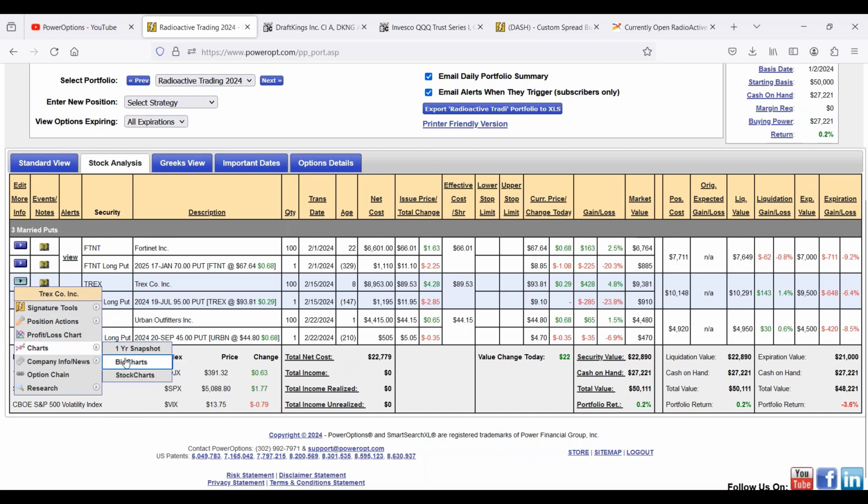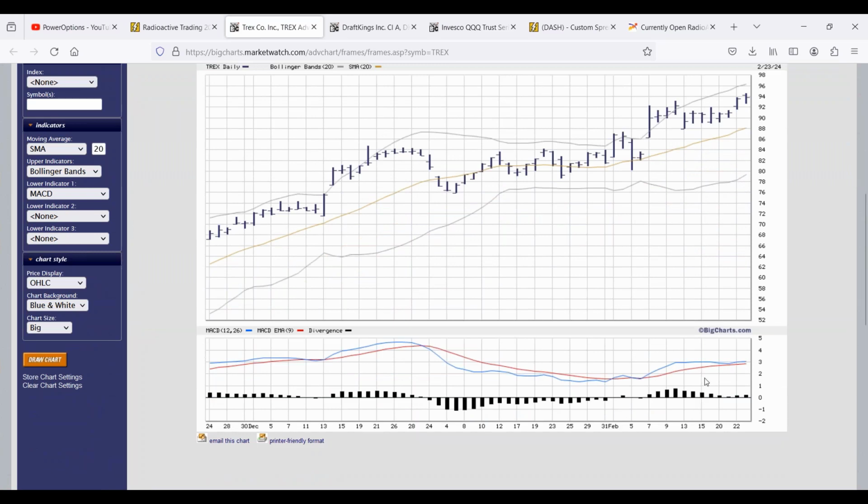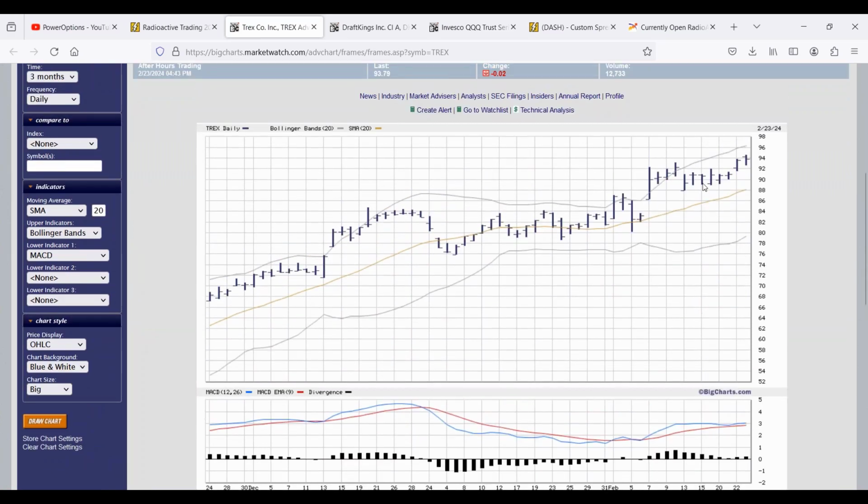Oh, sorry. Let's go to big charts. And there we go. On the 15th, yeah, it did have a positive MACD above the SMA 20. You know, right here was the breakout with the positive MACD. It just would have been a worse price than when I got in. And again, on TREX, the best time to have gotten in is where? In this range here or right here, when the MACD was negative and the stock was below the SMA 20.